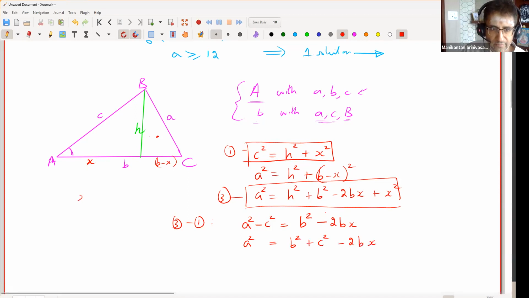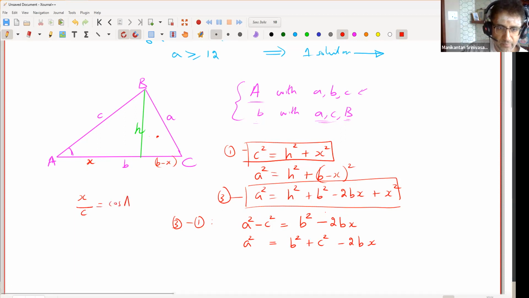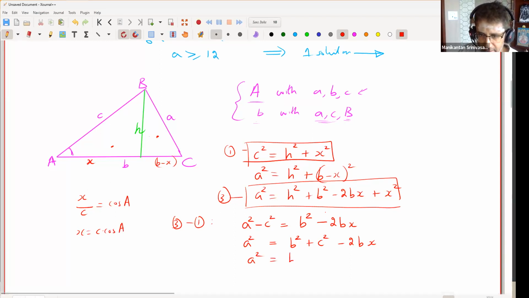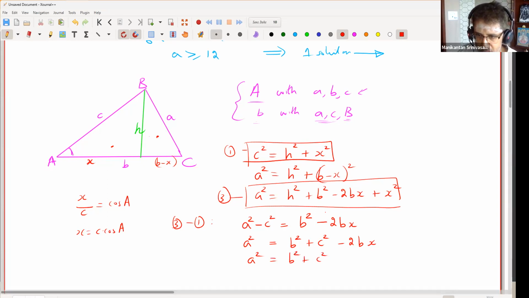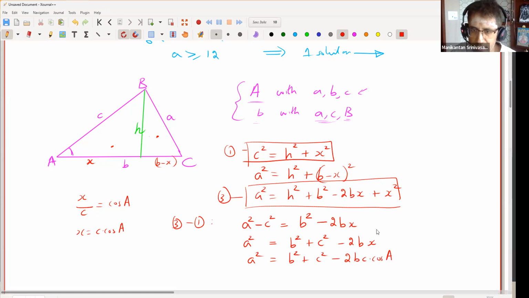But what is X itself? If I want to relate X with C, X upon C is cos of angle A. In this left triangle, X upon C is adjacent side upon hypotenuse. So X is nothing but C times cos A, right? So ultimately resulting in small a square equal to B square plus C square minus 2BC cos A, right? So this is the cos rule.